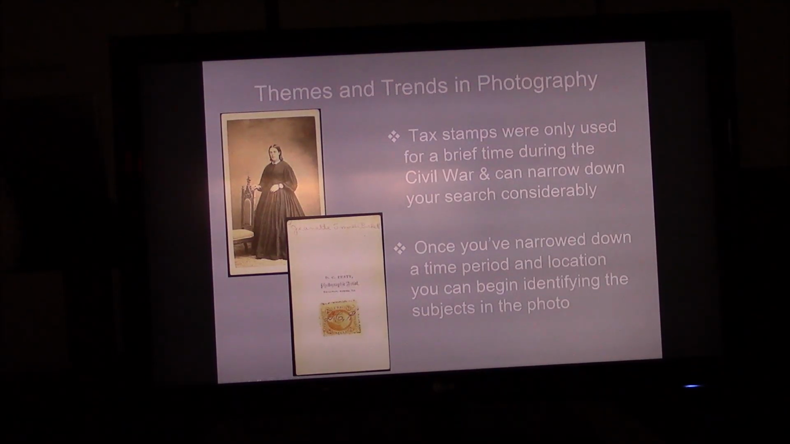So the tax stamp gives you the date. The props and the photographer's mark on the front or the back give you the rest of the information. Does that make sense?